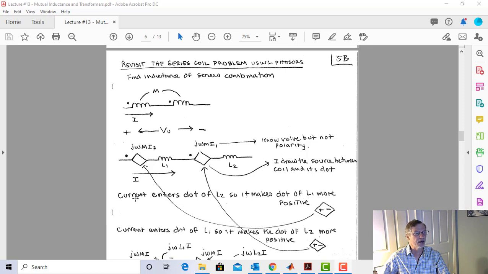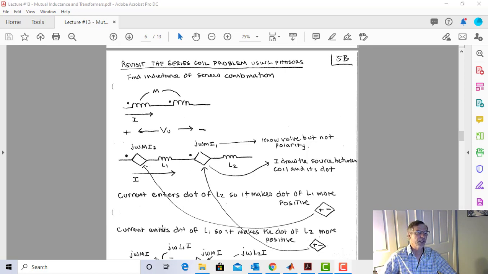So here, the current is entering the dot of L2. So it's going to make the dot of L1 more positive. So I got a plus here and a minus here, just like I showed. Again, current enters the dot of L2, and therefore, it makes the dot of L1 more positive voltage-wise. So I have a plus to minus right there.